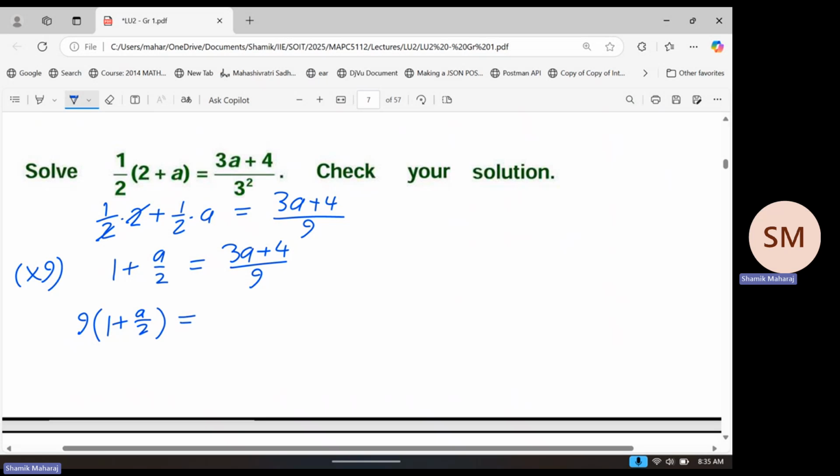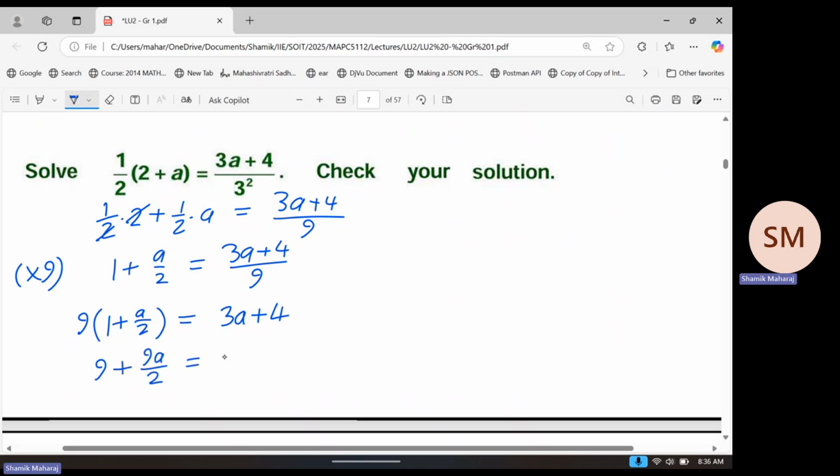And on this side, we multiply by 9. So the 9s cancel out and we're left with 3a plus 4. Let me make my a's clearly distinguishable from the 9s. Okay, so on the right-hand side, the 9 cancels out because we multiply by 9 here. That 9 was cancelled with this, and that just disappears. Right, that's what happens there. So now the left-hand side, we can just multiply the 9 into the brackets. This becomes 9 plus 9a over 2.